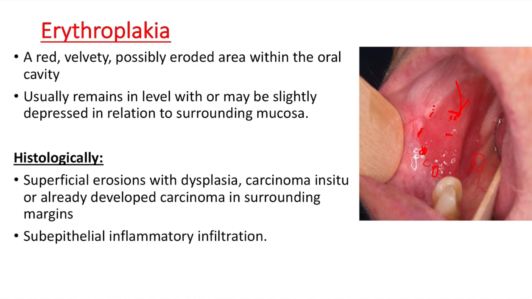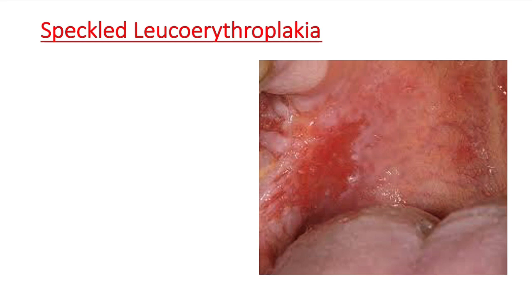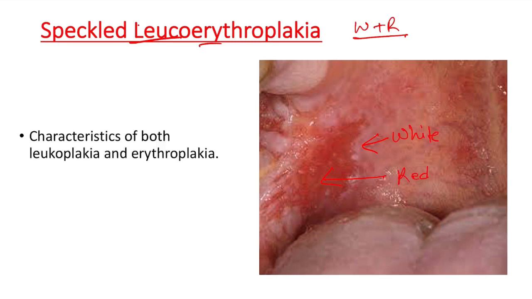Subepithelial inflammatory infiltration. That means you can see different types of inflammatory cells like neutrophils, monocytes, macrophages, lymphocytes. Third one, speckled leukoerythroplakia. You can see leuko and erythro, that means white and red. You can see here white and here red, white and red. Characteristics of both leukoplakia and erythroplakia.